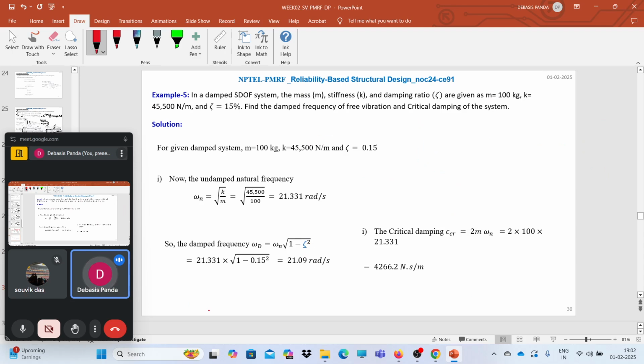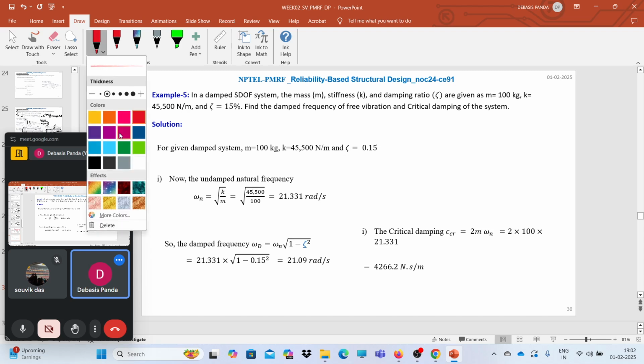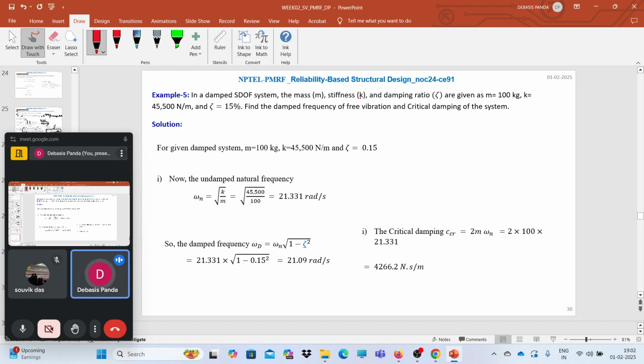Now let's solve another problem. In a damped SDF system, the mass, stiffness, and damping properties are provided. Mass is 100 kg. Stiffness is 45500 Newton per meter. Damping ratio is 15%. That means 0.15. Now find out the damped frequency of the free vibration and critical damping of the system. Damped frequency, that means we need to find out omega d, and critical damping also. That means we need to find out the c cr.